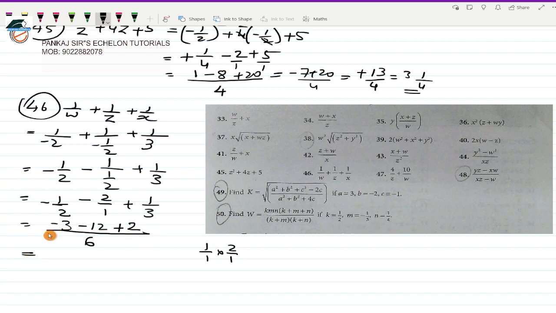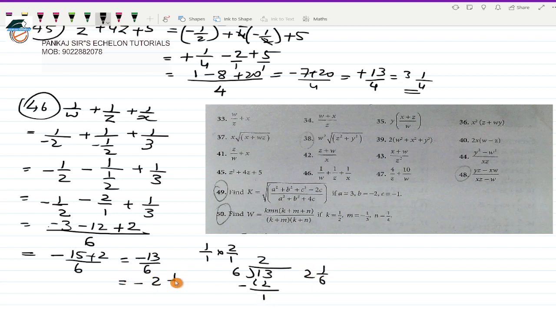Now I'll reduce this. So this is minus 3 minus 12, which will work out to minus 15 plus a 2 upon a 6. Now this will work out to minus 15 plus 2 will be minus 13 upon a 6. Okay. Now this minus 13 upon a 6, if I want to convert it into a mixed fraction, it will work out to 6 2s are 12 and then 1. So 2 1 by 6. This can be written as minus 2 1 by 6.